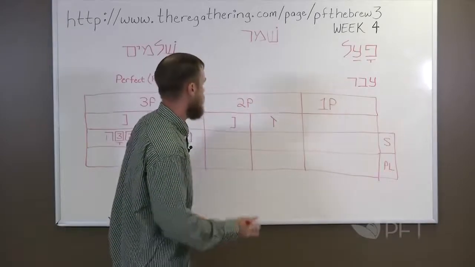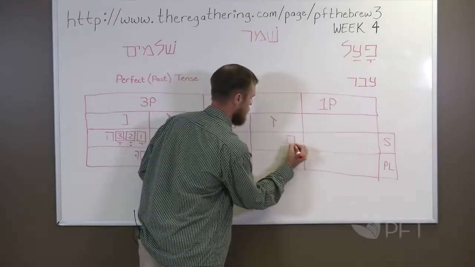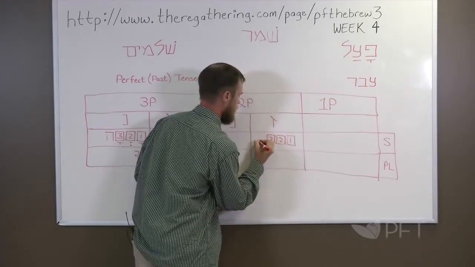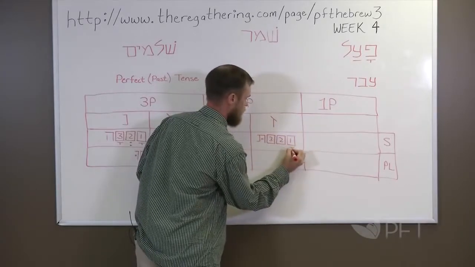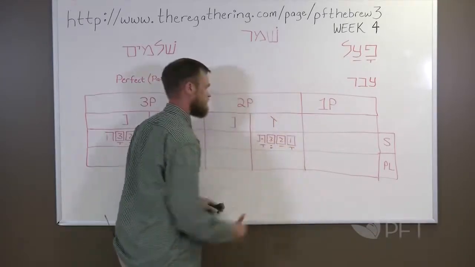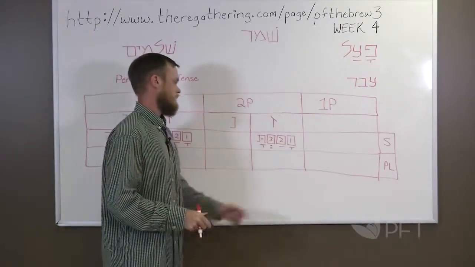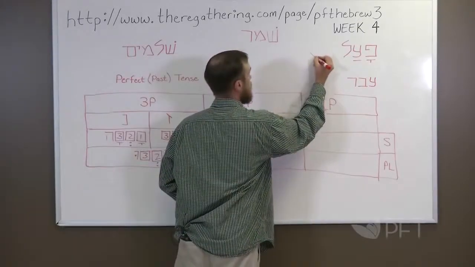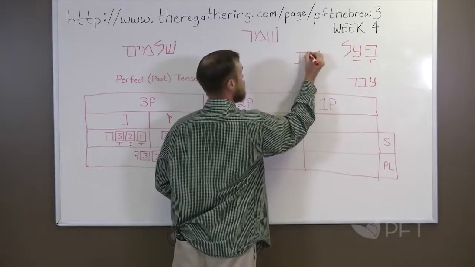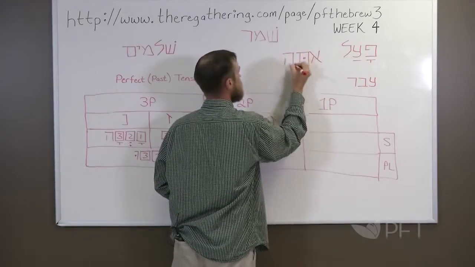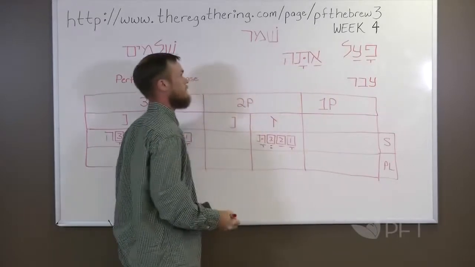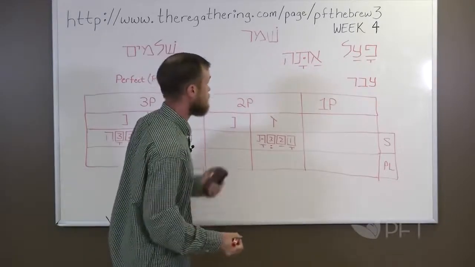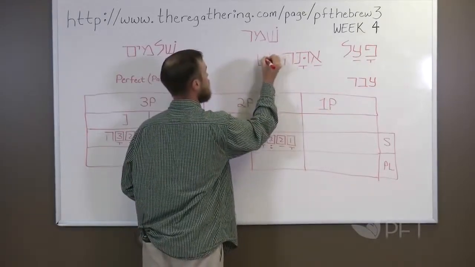All right? So in the second person, masculine singular, we've got a tav at the end with the kametz underneath it. So the second person masculine singular pronoun is ata. Okay, ata means you, if you happen to be masculine and singular. So ata shamarta.